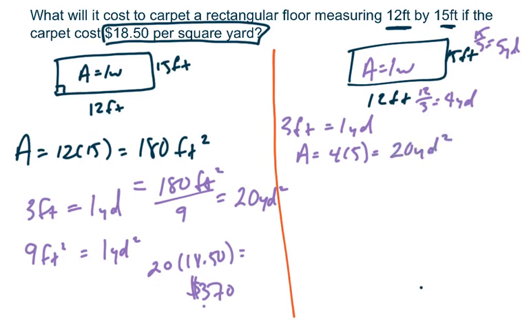And then same thing. Now that it's in yards squared and my price is in square yards, I can just do again that 20 times 18.50, and we get back to $370 it's going to cost to carpet the rectangular floor.